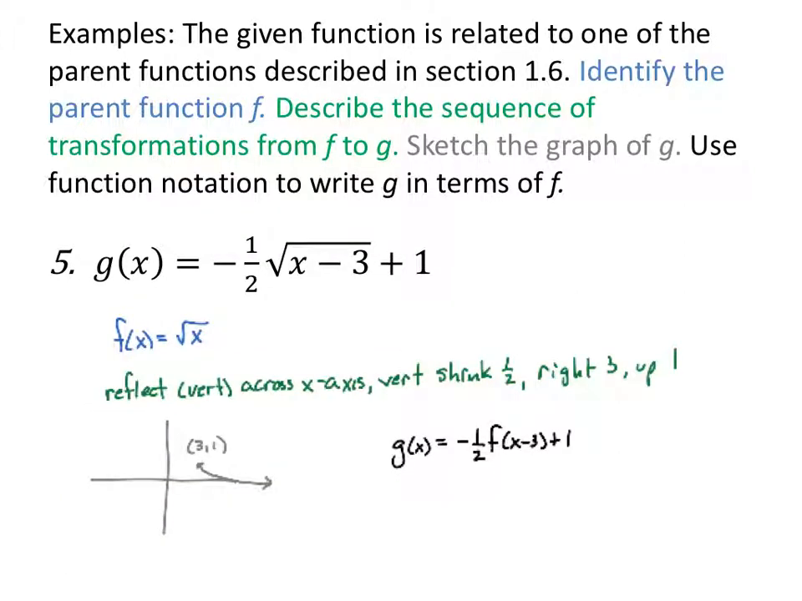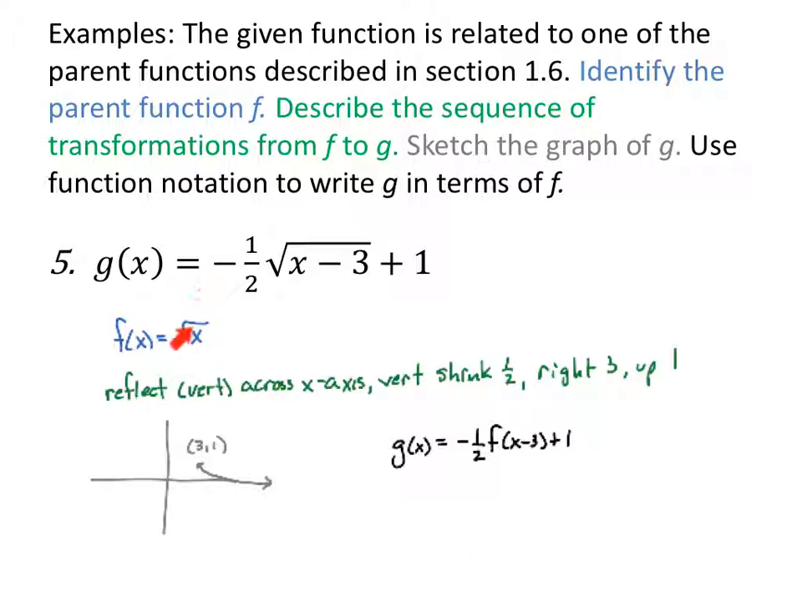Last example of this type. g of x equals negative 1/2 square root of x minus 3, and then plus 1. So we have a lot going on here. Basically, it's the square root function that we've really jacked with. Let's take a look. f of x equals the square root of x.